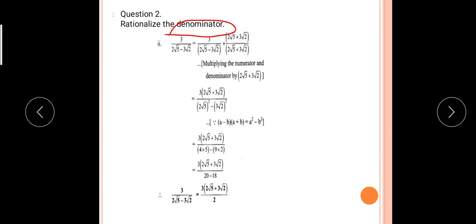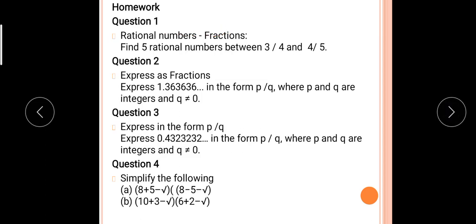So here it is, rationalize the denominator. The important thing is that when you are rationalizing the denominator, you just have to concentrate on the denominator and multiply by the conjugate pair of the denominator. What is meant by conjugate pair? That I already taught you. Next, this is your homework question.